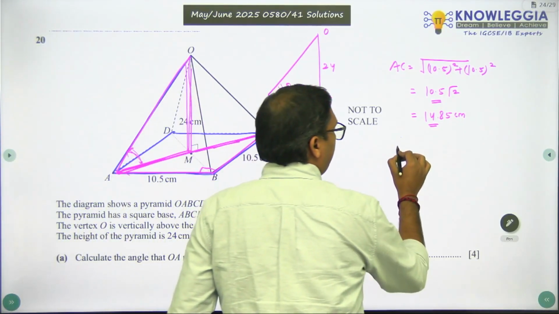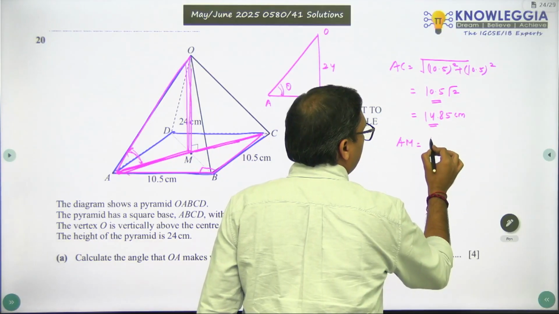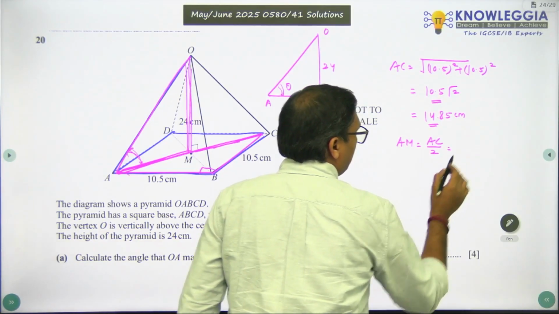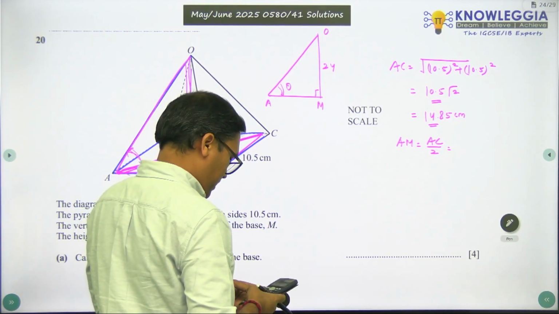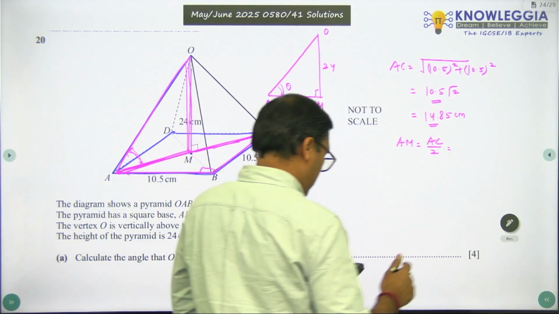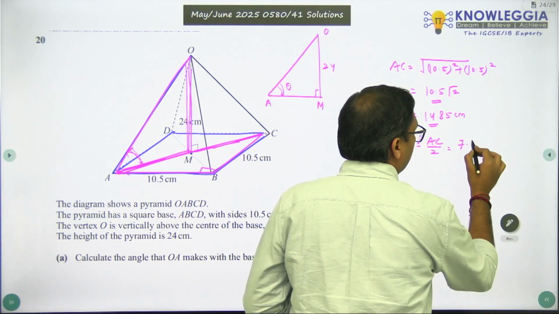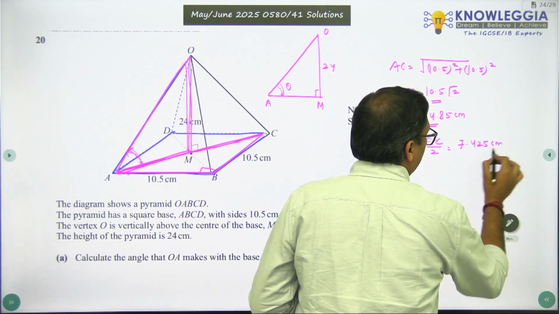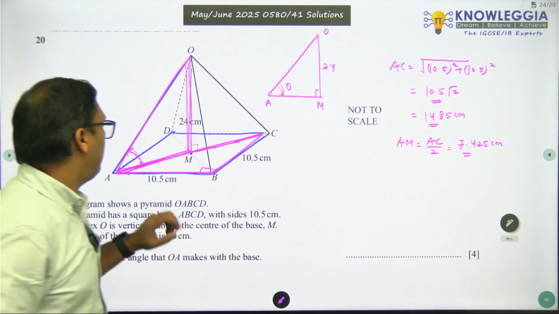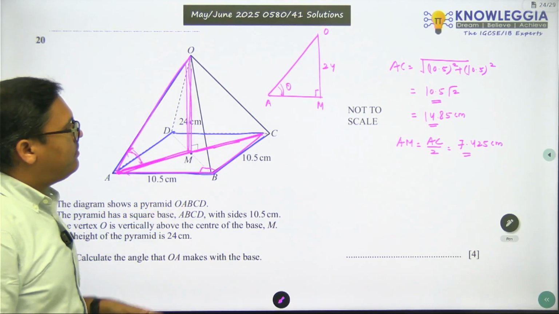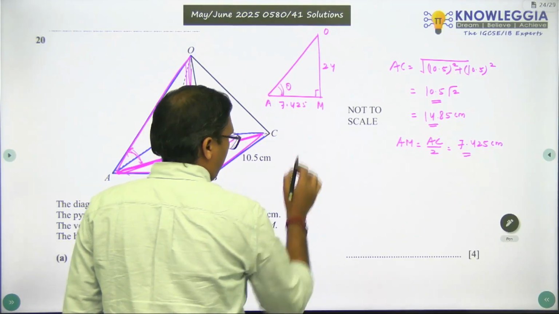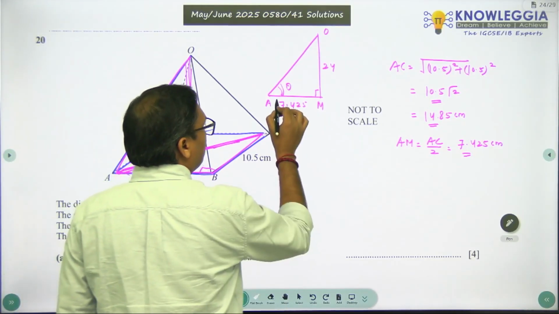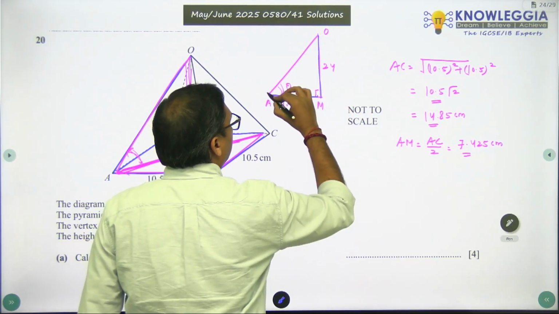So what is AM? This is AC divided by 2, which is 14.85 divided by 2, which is 7.425 centimeters. So this is AM. Now we have got this 7.425. So now if you have to get this angle, how will you get this angle?